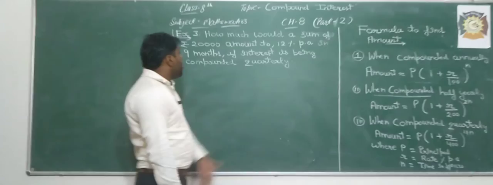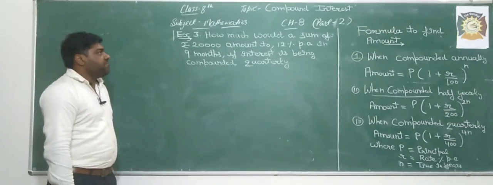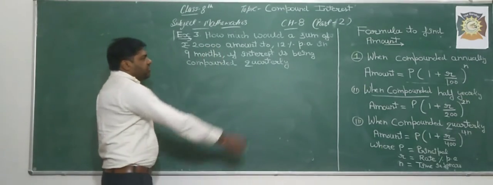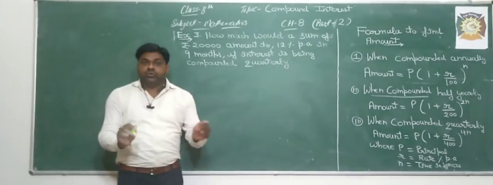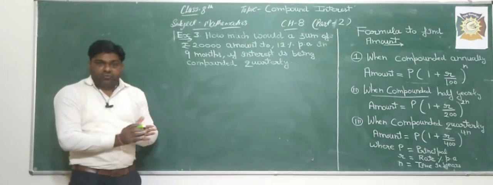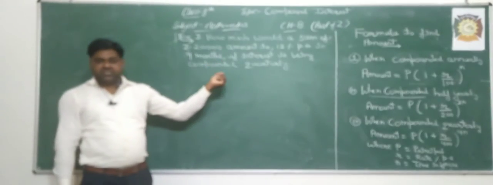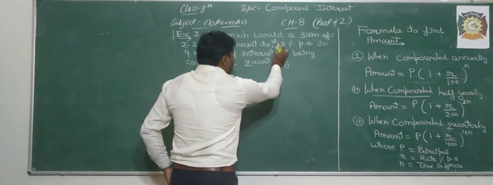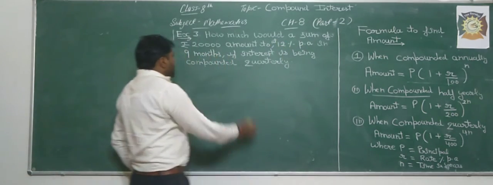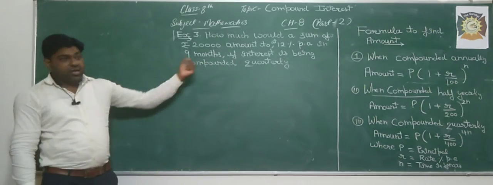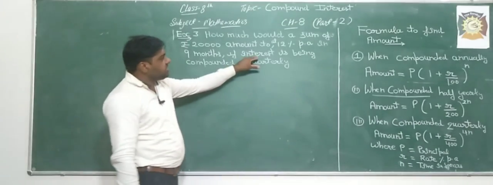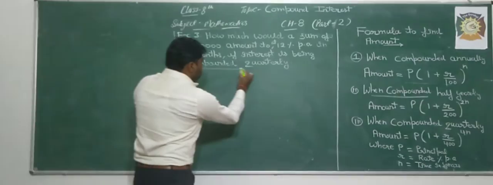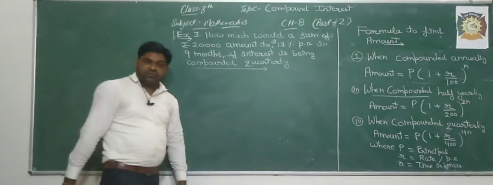Okay students, now this is the third example. How much would a sum of 20,000 amount to? Then what we have to do? We have to find the amount in this case at 12% per annum in 9 months, if the interest is being compounded quarterly. So this is the condition here.